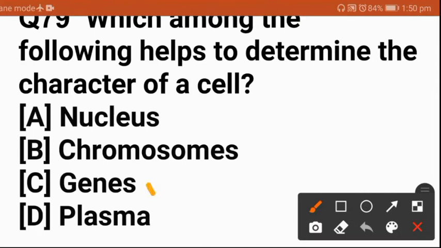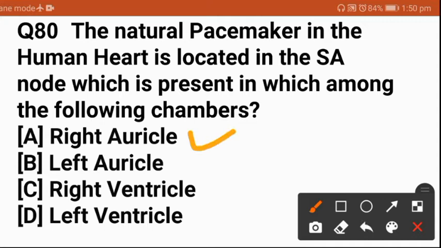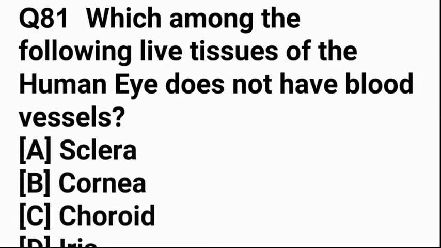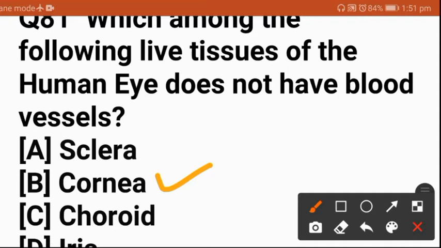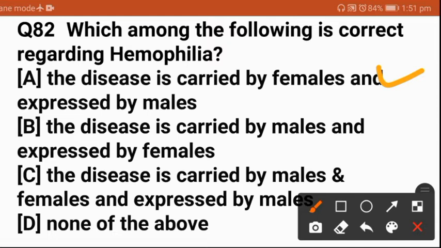The natural pacemaker in the human heart is located in the SA node, which is present in which among the following chambers? A. Right auricle. Which among the following live tissues of the human eye doesn't have blood vessels? B. Cornea. Which among the following is correct regarding hemophilia? A. The disease is carried by females and expressed by males.